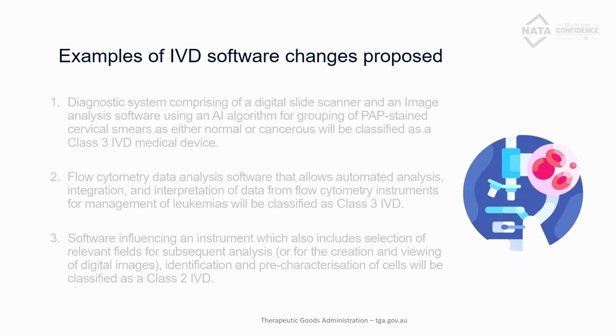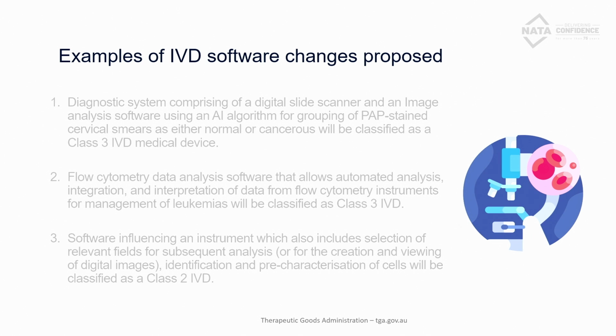So just to give you a few examples of some of those products. Diagnostic systems, we've got, say, a digital image slide scanner, which might be used for selecting cells and identifying cell changes consistent with cancer or any malignant cells, would be classified as a Class 3 under the IVD classification rules. Flow cytometry analyzer that's grouping and classifying cells, Class 3.